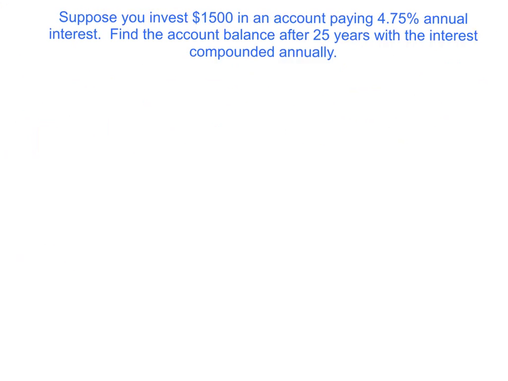Alright, here's our other exponential growth story problem. Suppose you invest $1,500 into an account, and it's paying at a 4.75% annual interest. Find the account balance after 25 years. And once again, I want you to write an exponential equation in this form first, and then use that equation to solve the story problem.